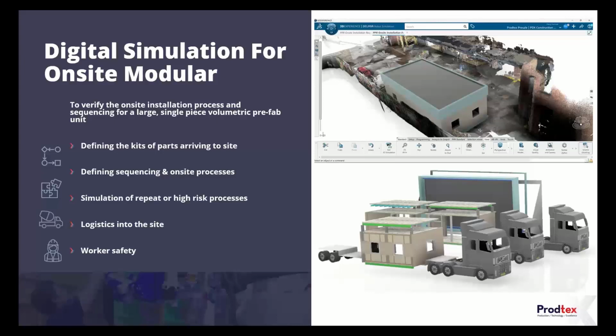The first, quite simple one, is defining the kits of parts that are going to arrive to site. So what are all of our prefab components, they're going to turn up, and how do they turn up? The second is we're going to define the sequencing and the on-site processes for how that gets installed. And then we're going to look at simulating some of the repeat or really high-risk processes. We're going to consider the logistics into the site, which is something we do for most on-site processes. And then we're going to conclude with some worker safety to make sure that this prefab product is safe to actually work on and operate in the field.